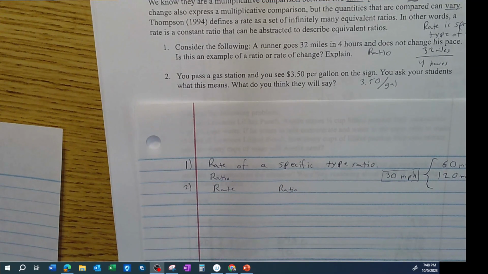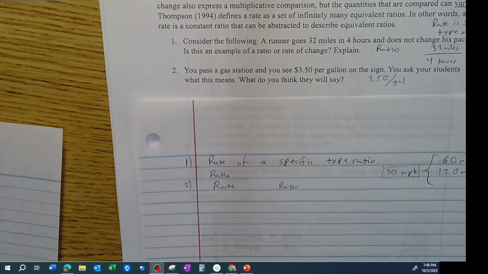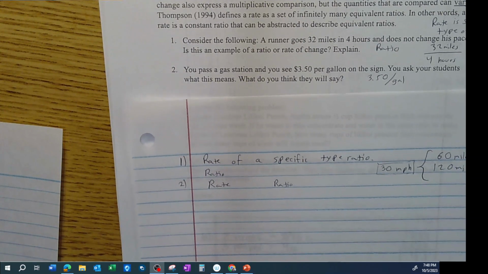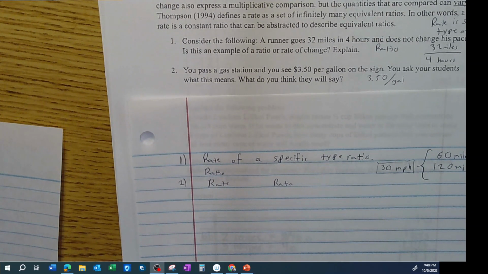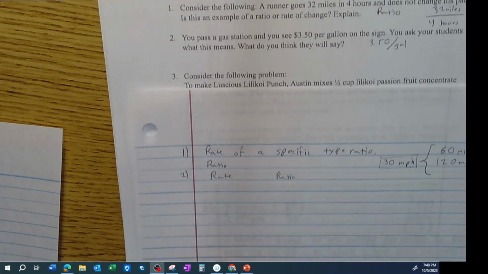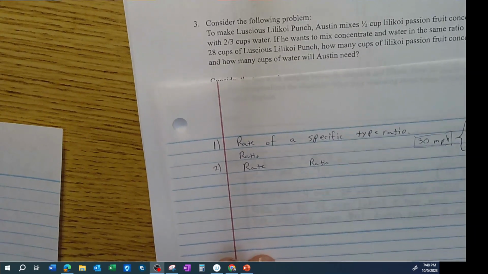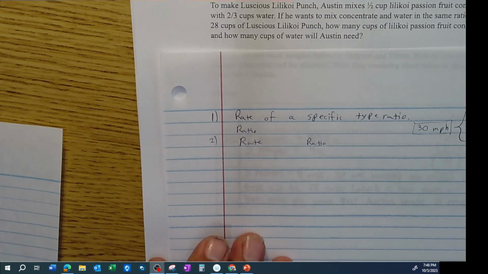I always wonder what my students will say. I'm not sure what they'll say. This is more of a discussion-based question, so I'm going to leave it at that. I would hope we could discuss how they view it as a way to find how much any amount of gallons of gas you buy will be determined by that specific rate. But when you go to the gas station and buy specific amounts of gas, that will be your ratio. All right, let's move on to another question.